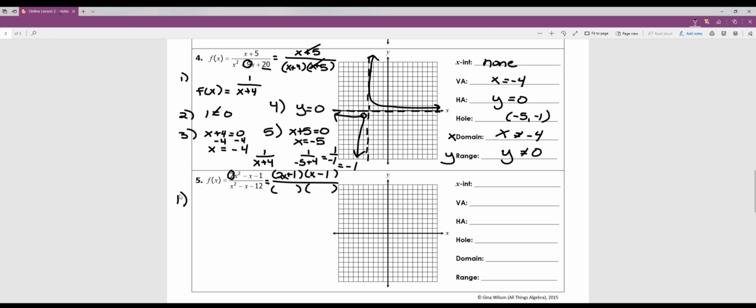So if I test it out here and I FOIL, I'm going to get plus 1x minus 2x, and that is going to give me the minus 1 in the middle that I need.